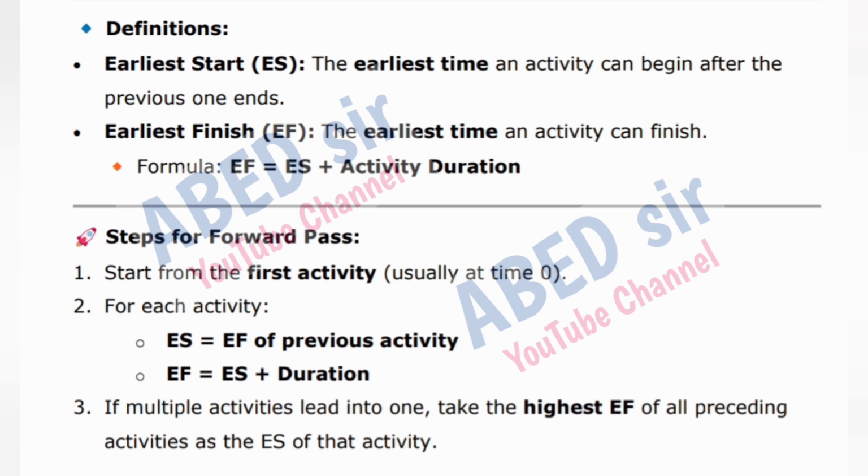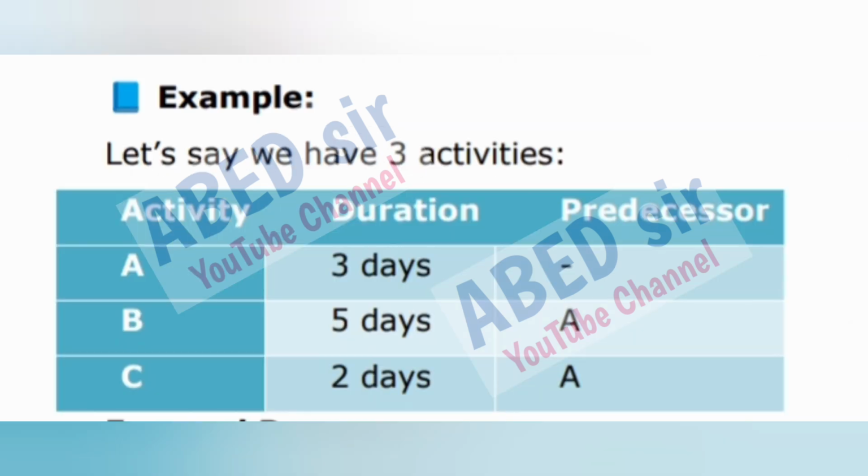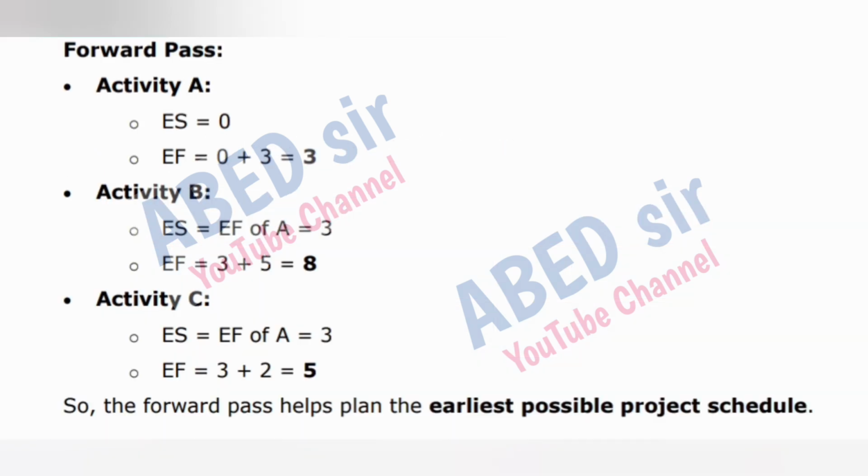3. If multiple activities lead into one, take the highest EF of all preceding activities as the ES of that activity. Example. Let's say we have 3 activities. Activity, duration, predecessor. A, 3 days. B, 5 days, A. C, 2 days, A. Forward pass. Activity A. ES is equal to 0. EF is equal to 0 plus 3 equals 3.